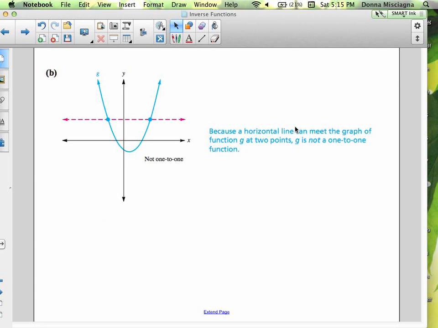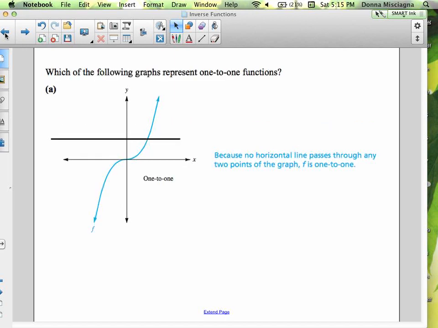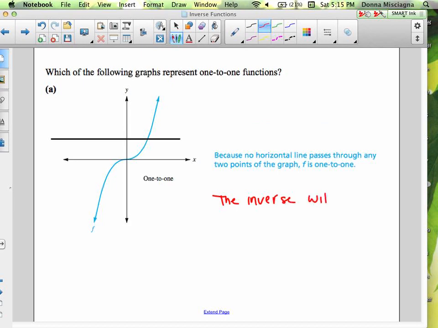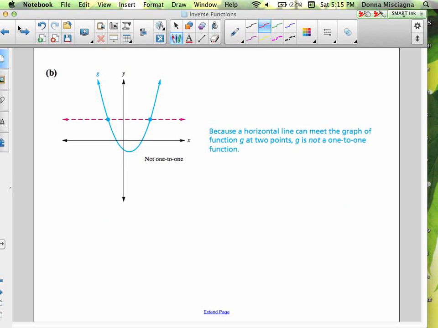All right, so because a horizontal line can meet the graph of the function g at two points, g is not one-to-one. Right? So over here on this graph, the inverse will be a function. On the other graph, and add this to your notes, the inverse will be a relation, but not a function.